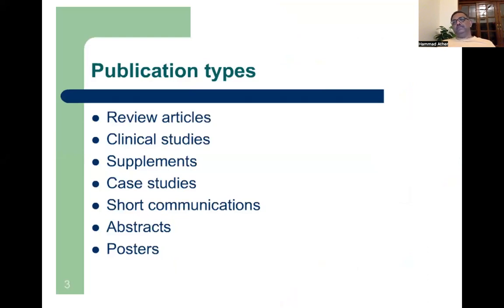Okay, so what are the different publication types? A review article is basically looking at what has been published on a certain topic. You search literature and you collect data from various sources and you write a review on a subject. Clinical studies are like original articles in which you have a study objective, you develop a methodology, you get the results. And you can write for supplements, you can write case reports or case series, and these are called case studies.